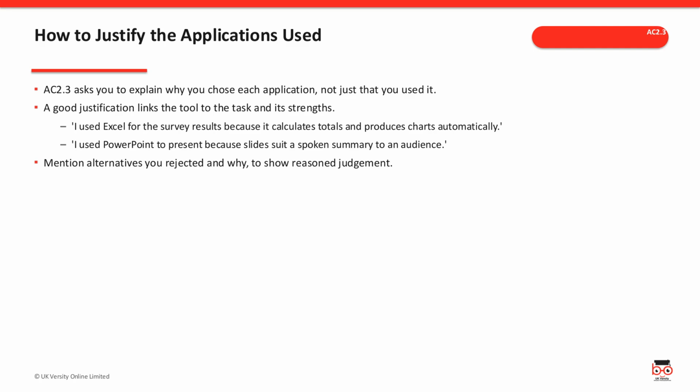This criterion wants you to explain why you chose each application, not simply that you used it. A good justification links the tool to the task and its strengths. For example, I used Excel for the survey results because it calculates totals and produces charts automatically. Or I used PowerPoint to present because slides suit a spoken summary. It's even stronger if you mention an alternative you rejected and why. That shows reasoned judgment rather than habit.